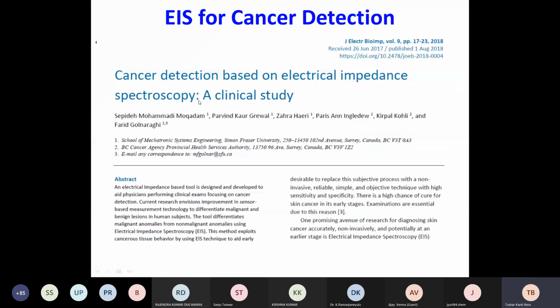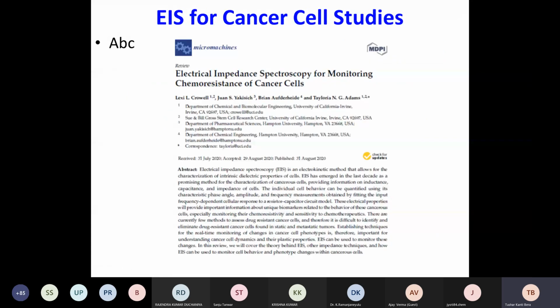Cancer detection based on electrical impedance spectroscopy, a clinical study. Cancer is also studied because a cancerous cell is an uncontrolled growth of cells, and that cell's physiology is entirely different from the normal cell, and that could be visualized by the impedance property, because the cancer cell impedance will be different from the healthy, normal cell.